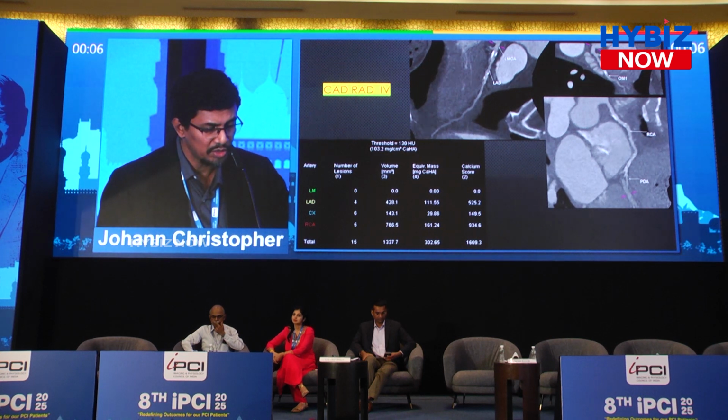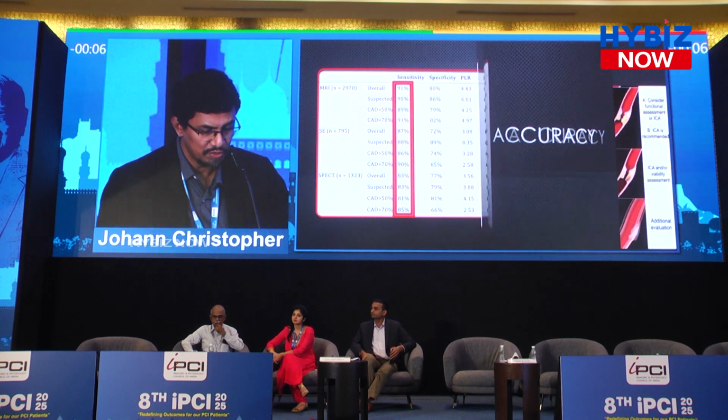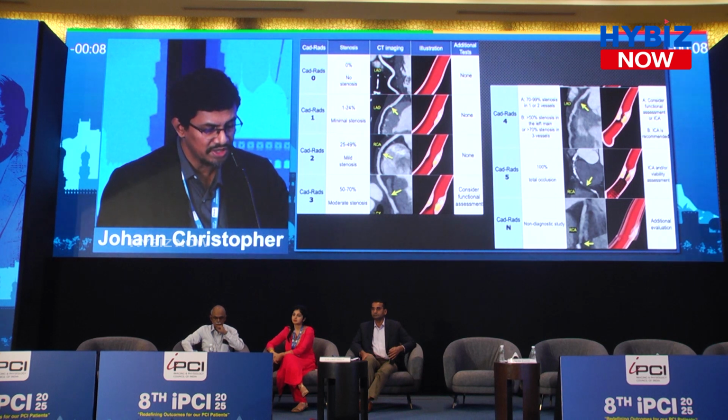CADRAD 4 without the left main is 4A, and here you find the plaques are more than 75%, and if it's 4B, there is a left main involvement. So in terms of accuracy, the sensitivity is great, but the specificity is poor, so it's very good to pick up disease. So when we put all these things together, you have a very good plan for the patient.